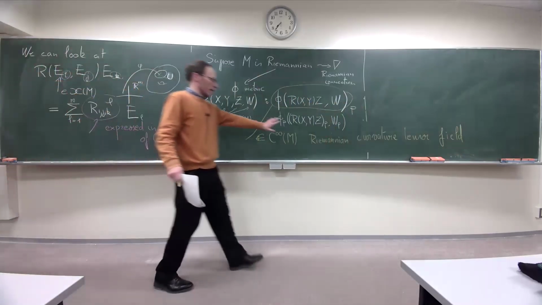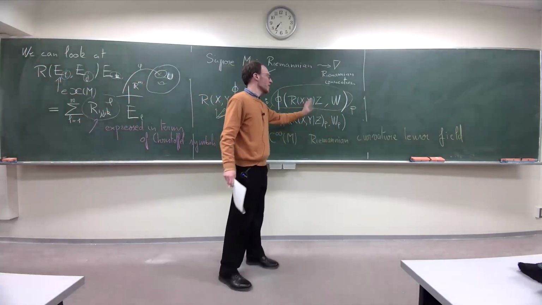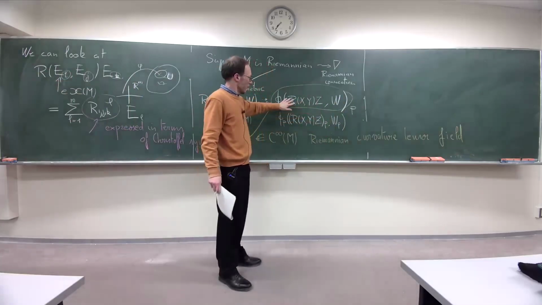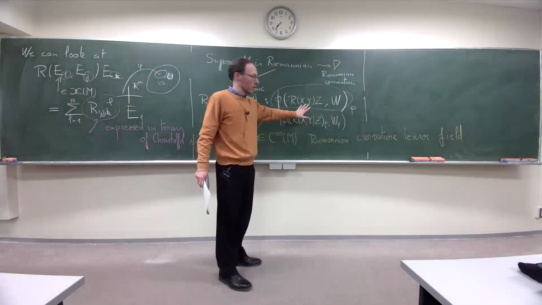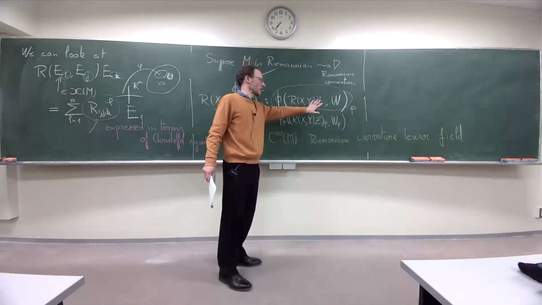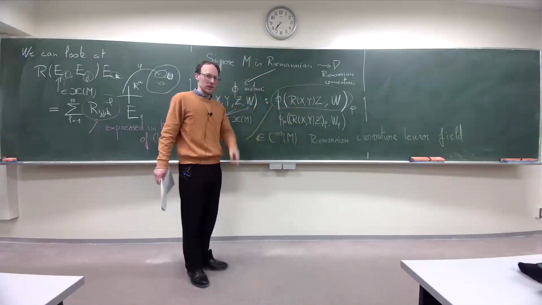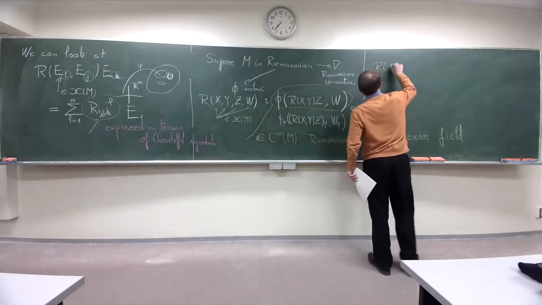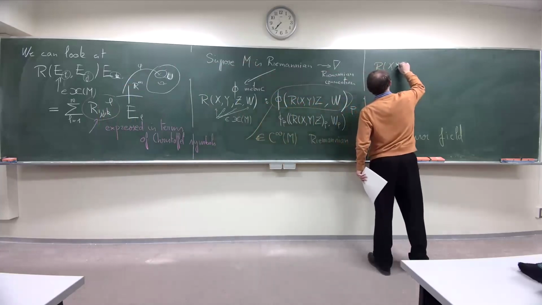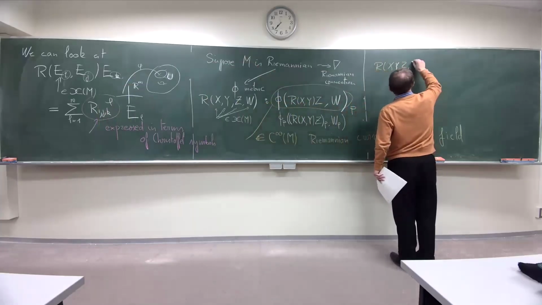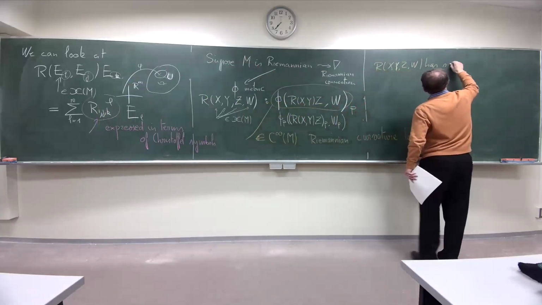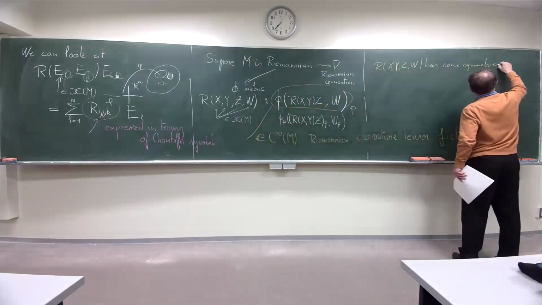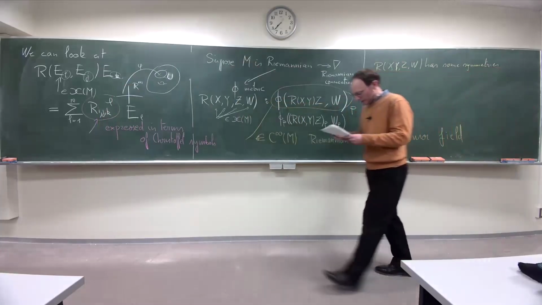I cannot exchange so easily these things, but there is an exercise and there is some symmetry. So you can play a little bit, exchange some, and you have some relations. So this R of X, Y, Z, W has some symmetries, and there is an exercise which gives you these symmetries.